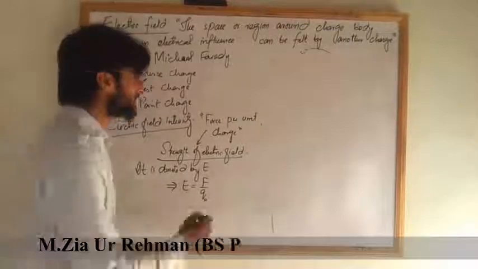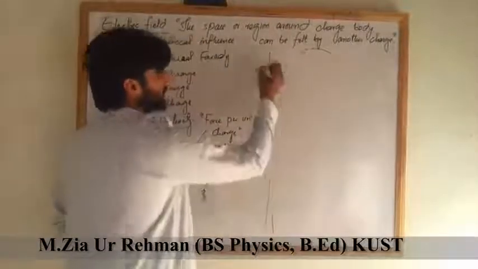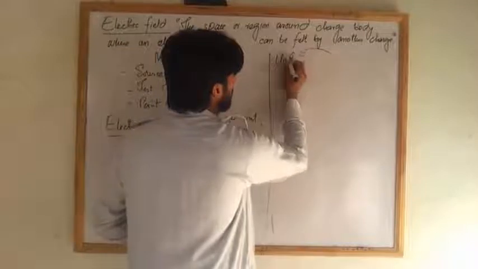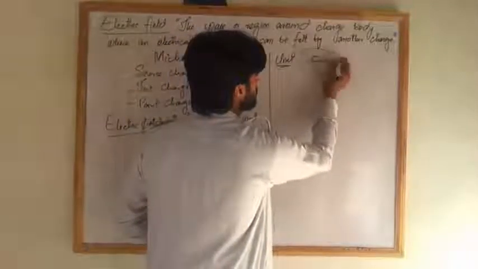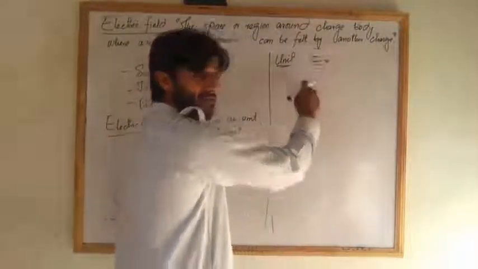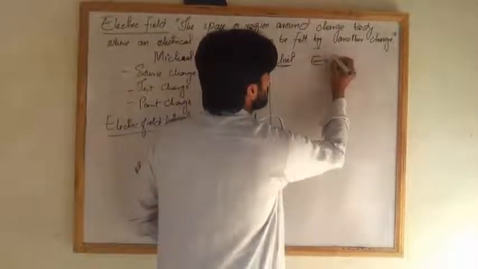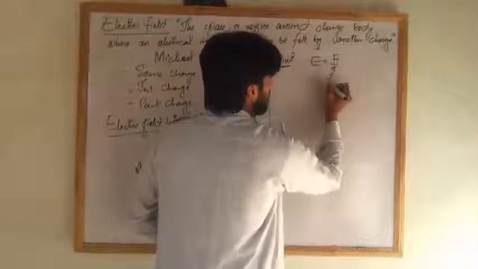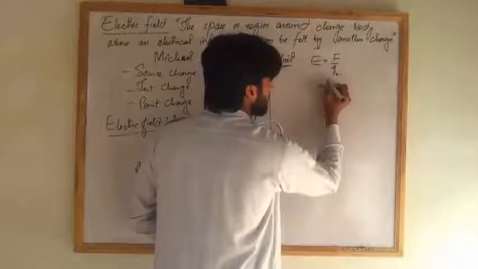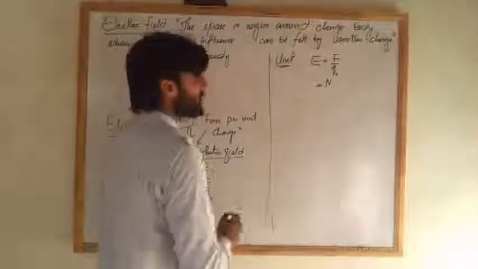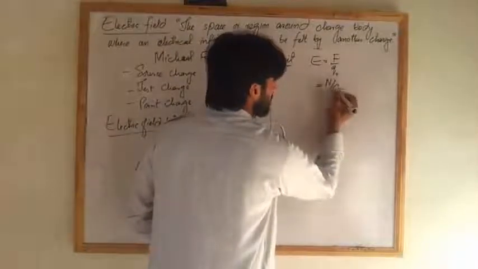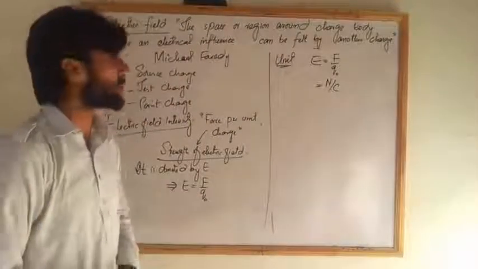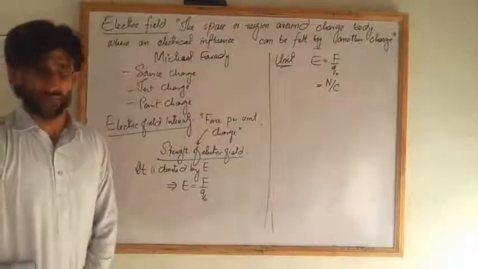Having more electric field intensity for a unit, the unit of electric field intensity will be: E is equal to F by Q naught, because it can be derived from the formula. We know that force has the unit of Newton and Q naught is the charge, with the unit of coulomb. So it is Newton per coulomb.